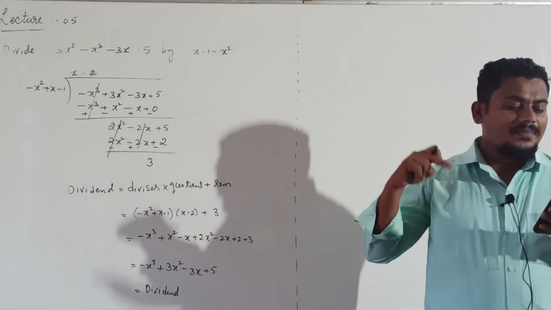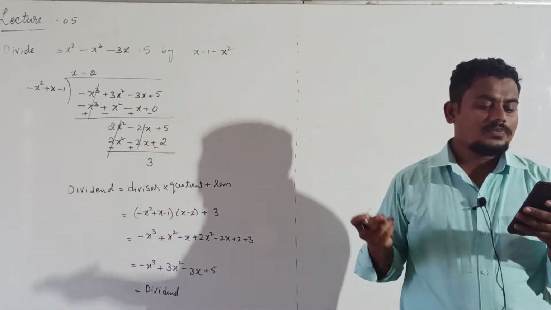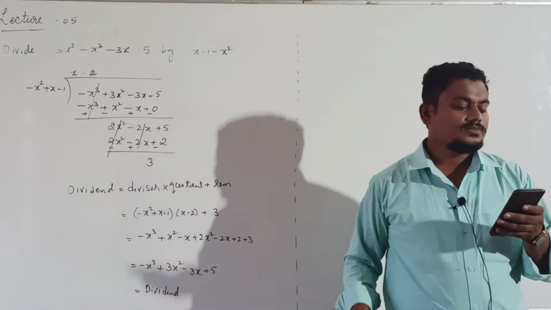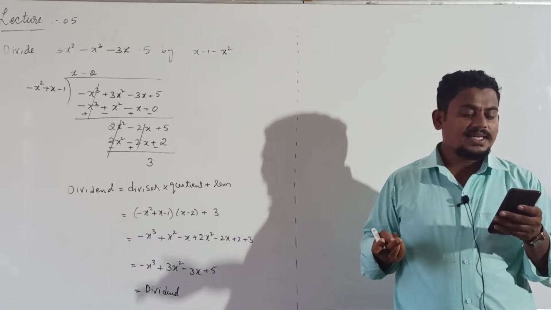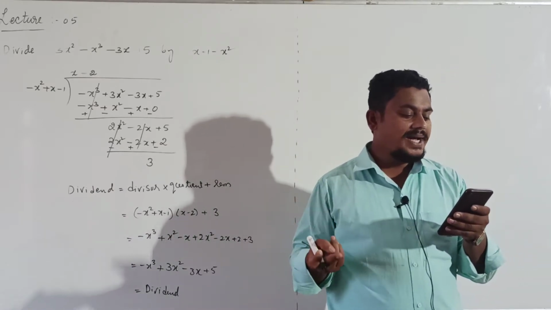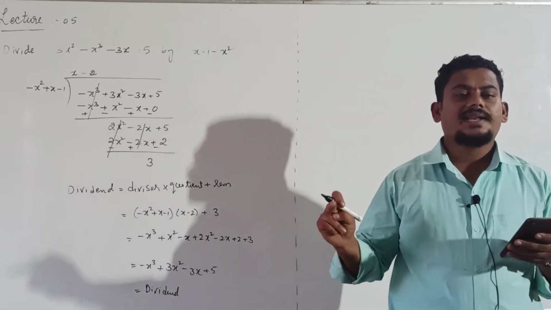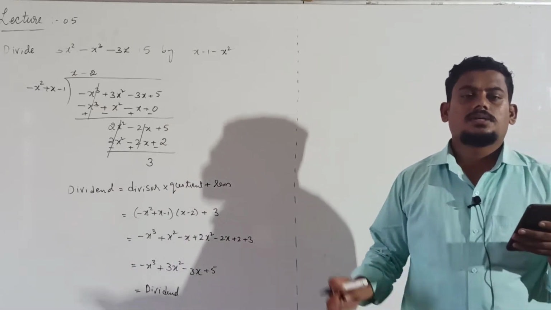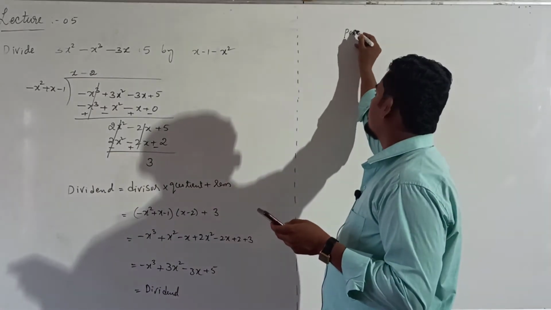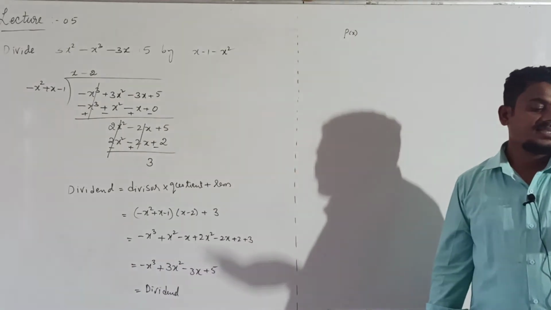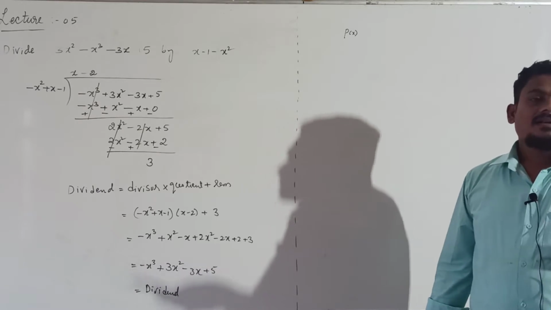Divide the polynomial p of x by the polynomial g of x. Once again, the question: divide the polynomial p of x by the polynomial g of x and find the quotient and remainder of the following.